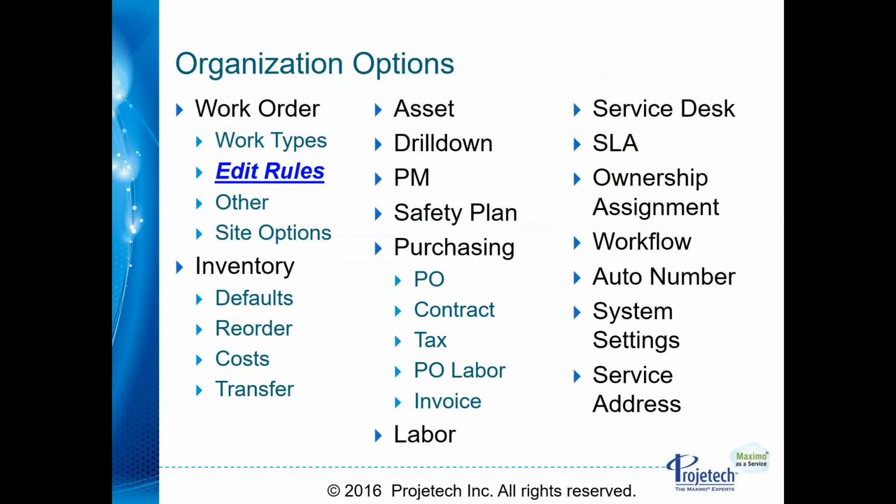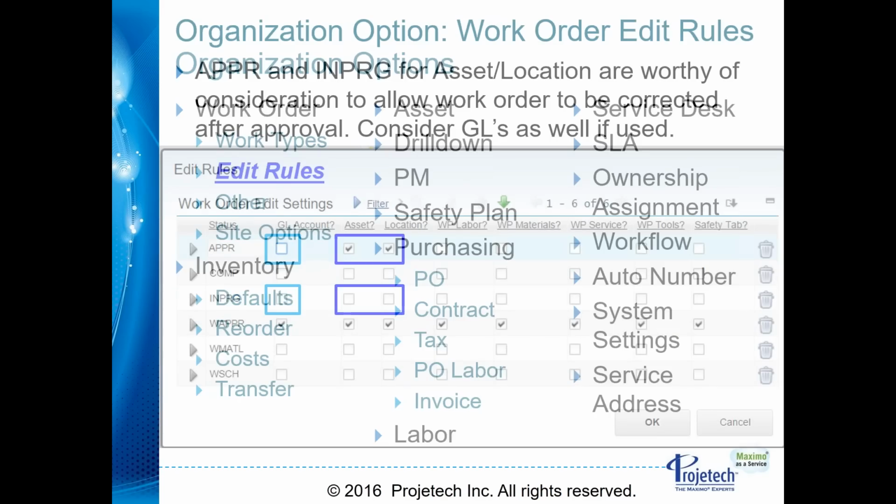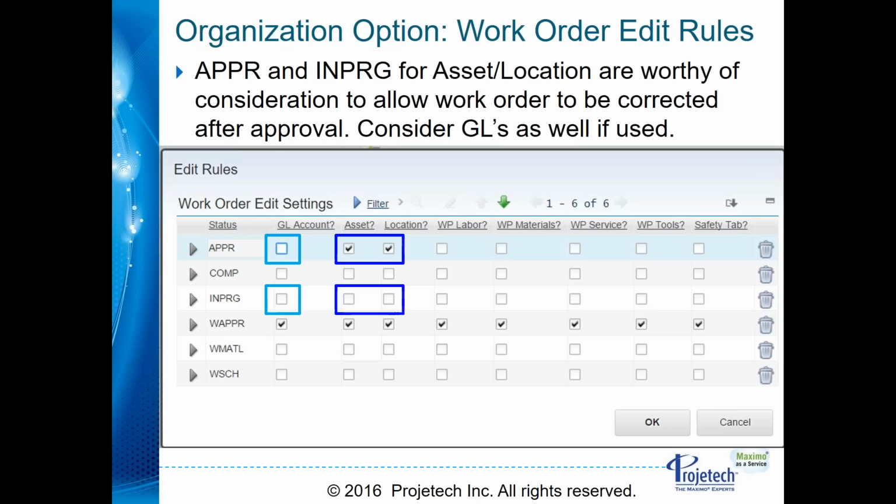If you look at them in the organization application, edit rules basically say that out of the box, the waiting approval row you see is checked off. That's just the way Maximo comes. So when you create a work order in waiting approval status, you can make a lot of changes. When you approve it, your number of changes goes down. And of course, when you complete it, even fewer. When you close it, pretty much nothing.